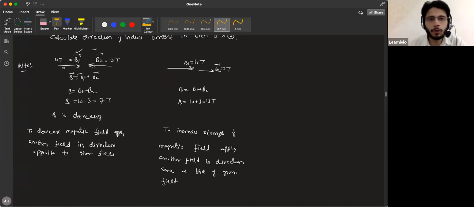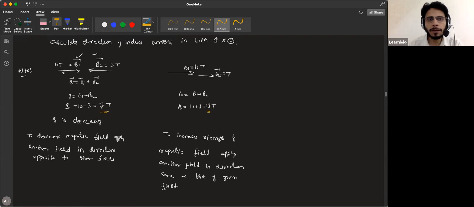Okay, in the next type of questions, you will use this logic. If you have two magnetic fields acting in opposite directions, when you add them up vectorially, they will actually get subtracted and the net magnetic field will decrease. See, 1 Tesla and 3 Tesla acting in opposite directions. The net magnetic field will be 2 Tesla. If both the magnetic fields are in the same direction, then they get added up. 10 Tesla and 3 Tesla will get added up to 13 Tesla.